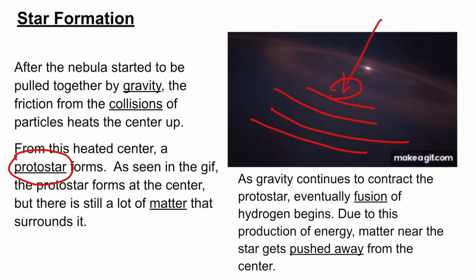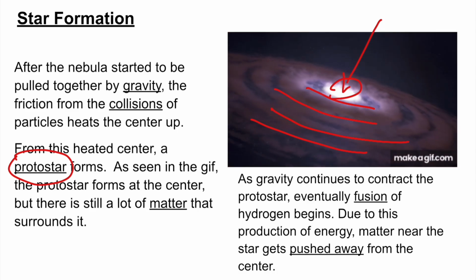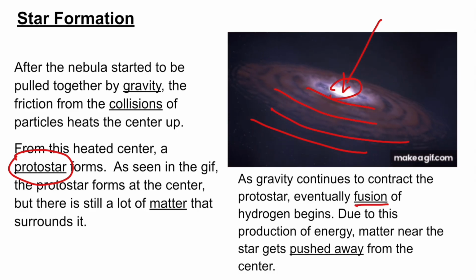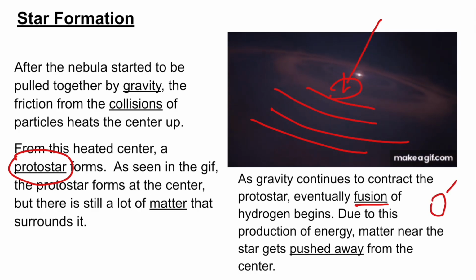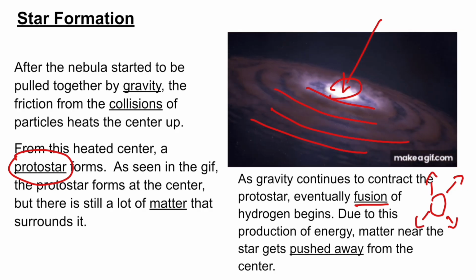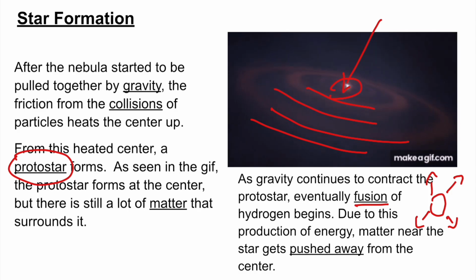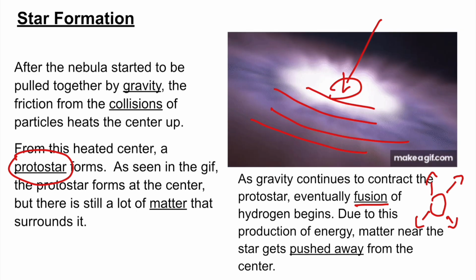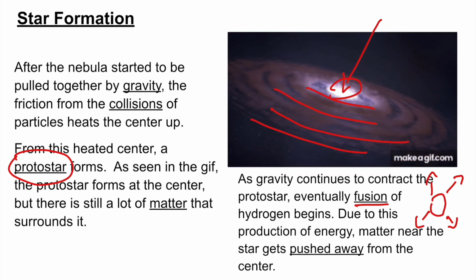So as gravity continues to pull this protostar together, some of those elements and particles in the protostar start to actually stick together, and that's what we call this process of fusion. And because we have this massive release of energy, this force from fusion that we talked about in our stars and elements unit, this starts to push some of those outer layers away from that forming star. So it's kind of pushing some of that lighter material farther outward.